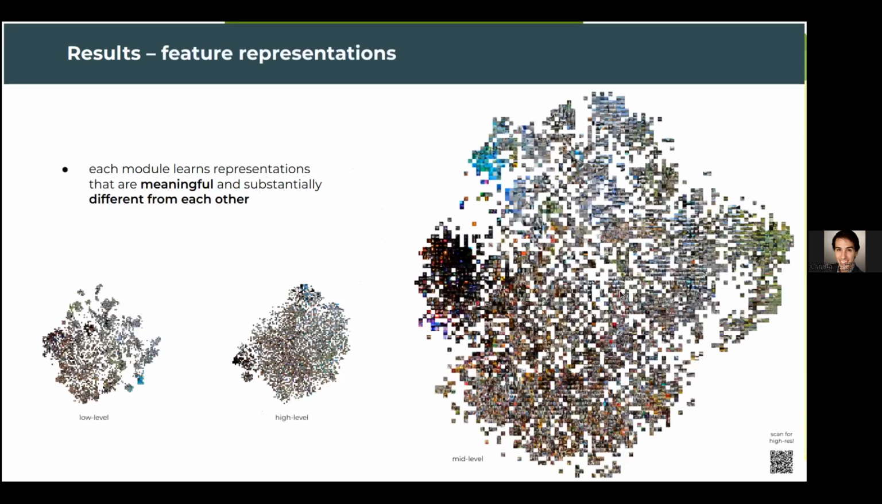Each module specifically learns representations that are meaningful and substantially different from each other. This is quite interesting to understand how these models are generating those features and clustering them in their high-dimensional spaces. We perform t-SNE visualizations to show that our low-level, mid-level, and high-level representations tend to be quite different from each other.